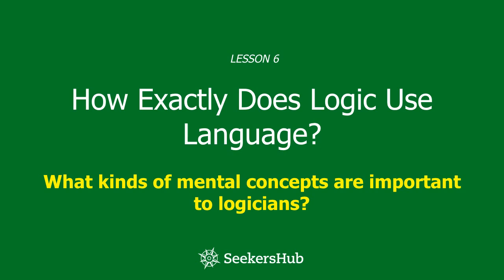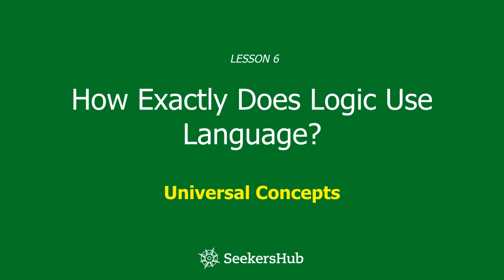So this leads us to the question: if the point of expressions is the mental concepts, what kind of mental concepts are important to logicians? And the answer to this question is that logicians are interested in a kind of concept called a universal concept. What is a universal concept?